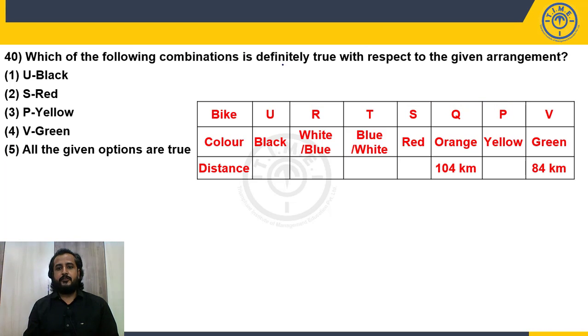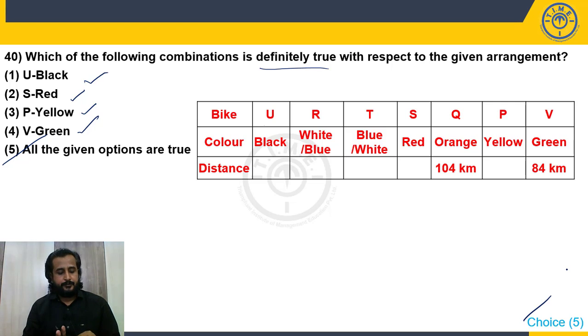Which of the following combinations is definitely true with respect to the given arrangement? U black, yes, true. S red, yes, true. P yellow, true. V green, true. So all the given options are true. Choice 5.